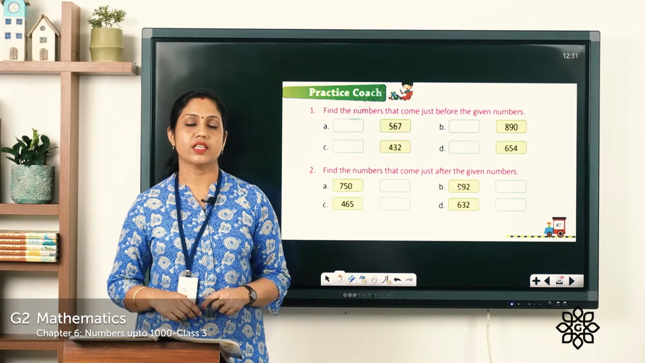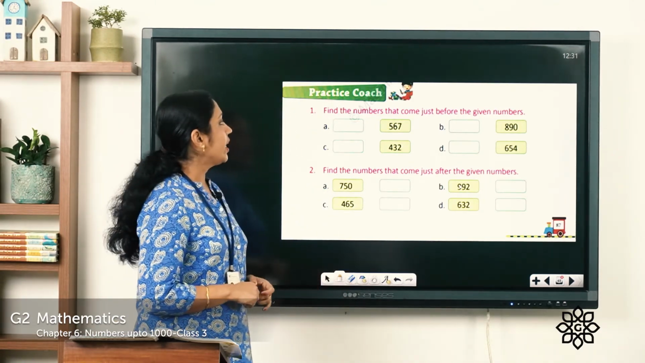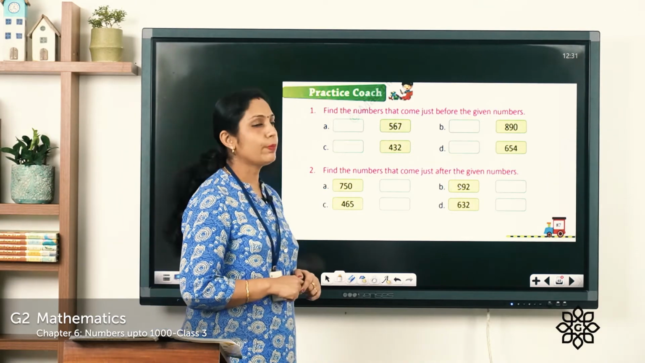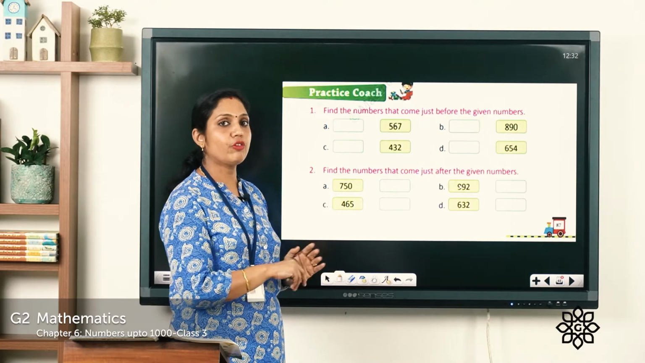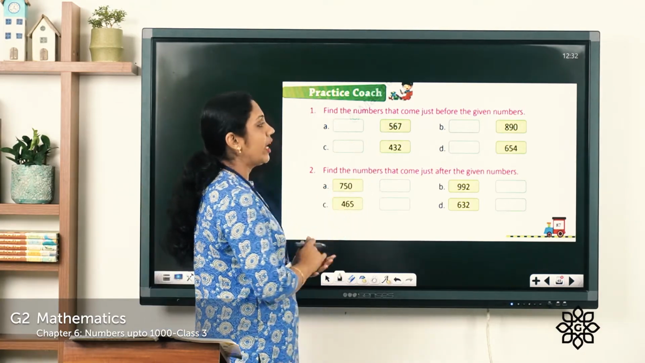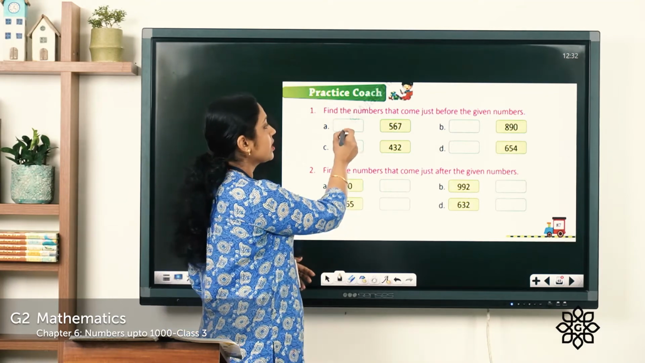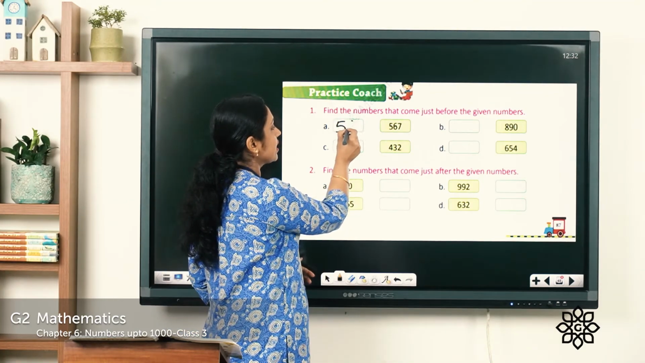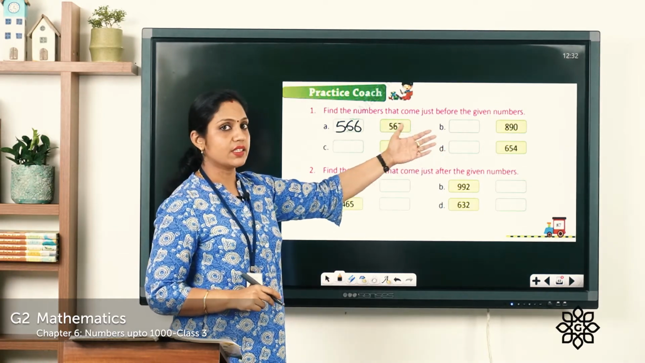Here in the textbook, page number 87, we have some exercises. You can open your textbook. So the first question is, find the numbers that come just before the given numbers. Find out and write the number that comes before the number. So first we have A, 567. Which number comes before the number? It is 566. Likewise, you can complete the other exercises.